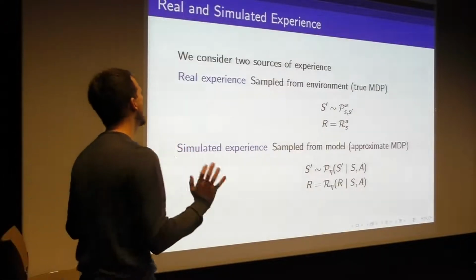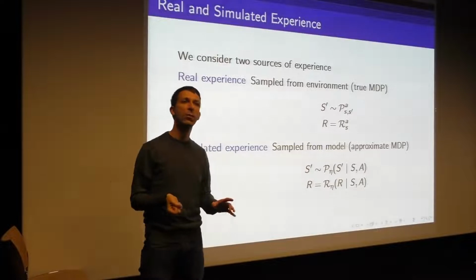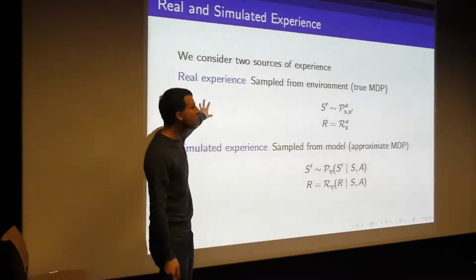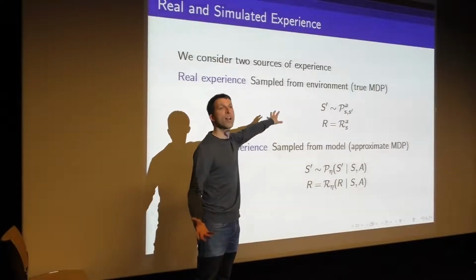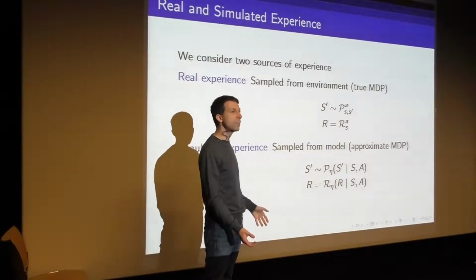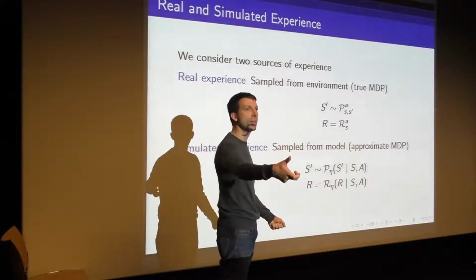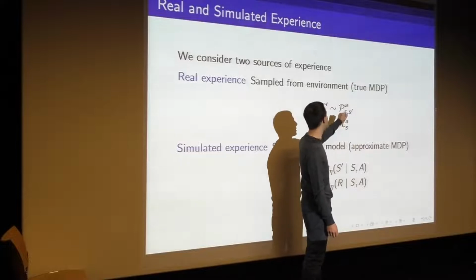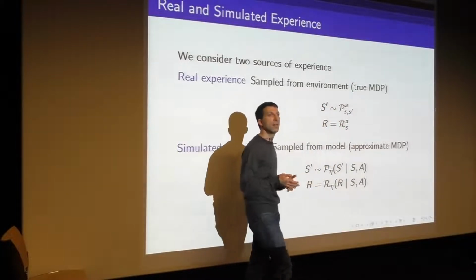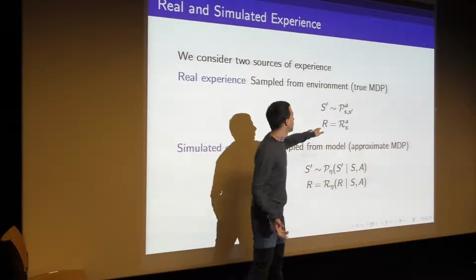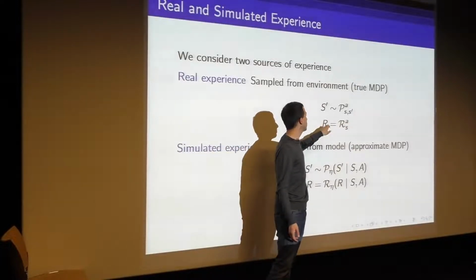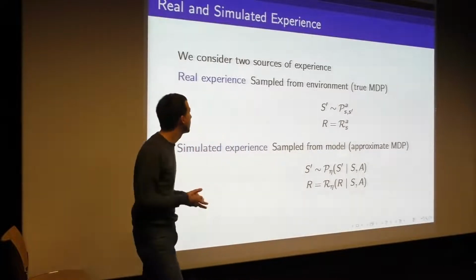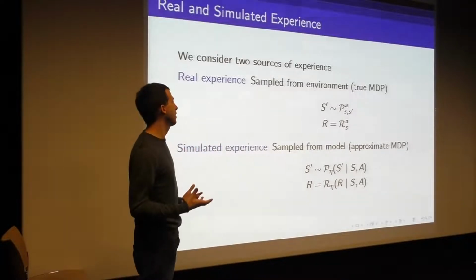What we're going to do is consider two sources of experience. We've basically seen two ways to generate experience now. We've seen real experience that's sampled from the environment, sampled from the true MDP. This is what happens when our robot's really interacting with the world. This is the real world. You're in some state, you take some action, you see some next state. And now you're in some state, you take some action, you see some real reward. These are the samples that we're generating, our state, action, reward, next state. Real interactions with the environment.